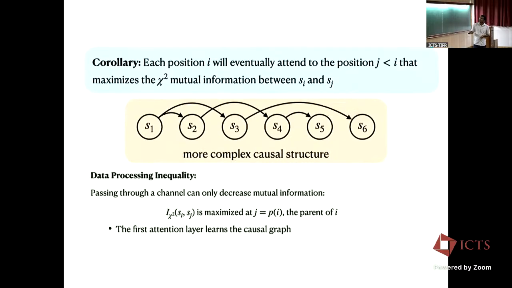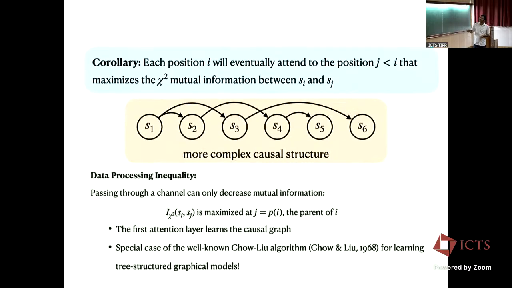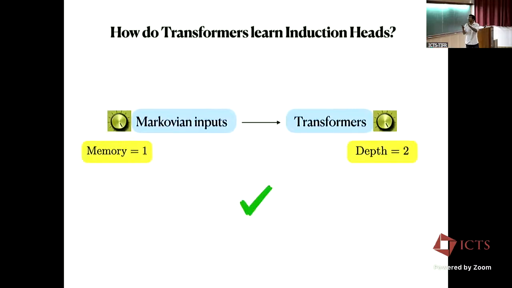In which case, this algorithm is very similar to the famous algorithm for learning tree-structured graphical models, where it uses the mutual information to maximize which node to attend to. So that's the very high-level overview. But anyway, the main takeaway, as we saw here, is that even in this simple setting using a two-layer transformer, we could replicate this in-context learning behavior. And in particular, we saw how transformers learn these induction heads.